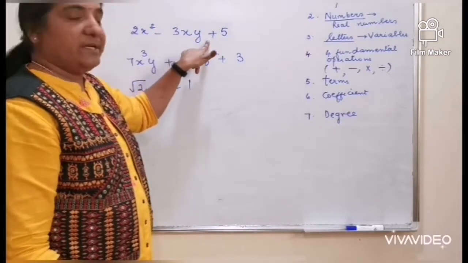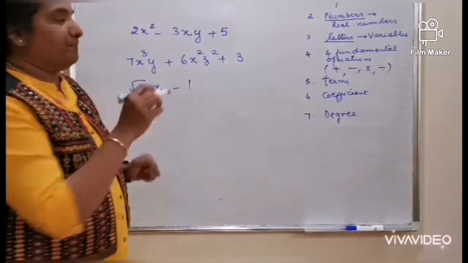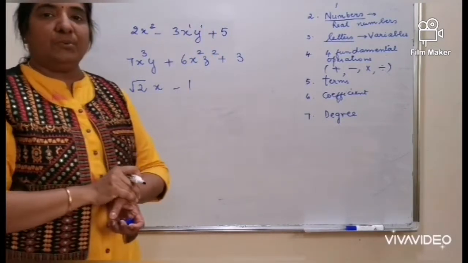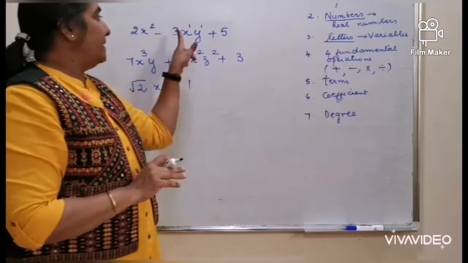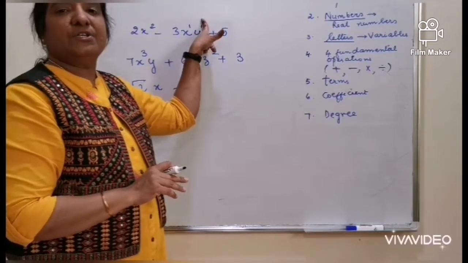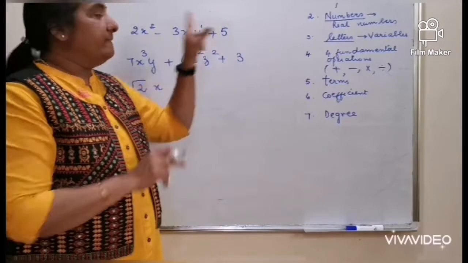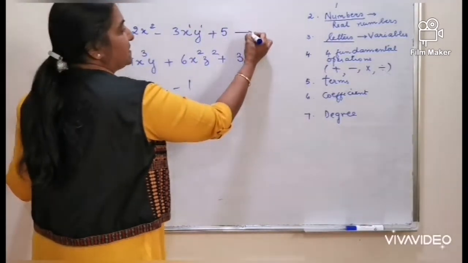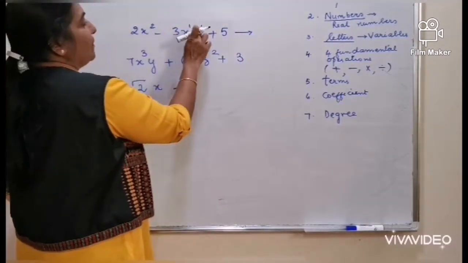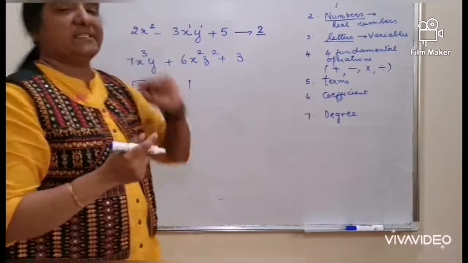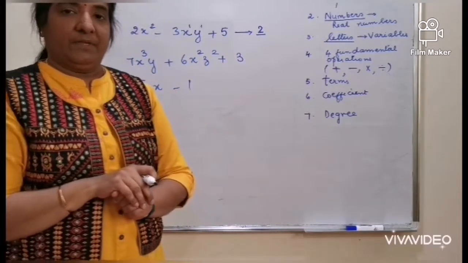Here there are two variables x and y. x is having power 1, y is having power 1. The total of 1 plus 1 is 2, and the constant is 5. The degree of this expression is 2. The highest power is 2. So the degree of this expression is 2.